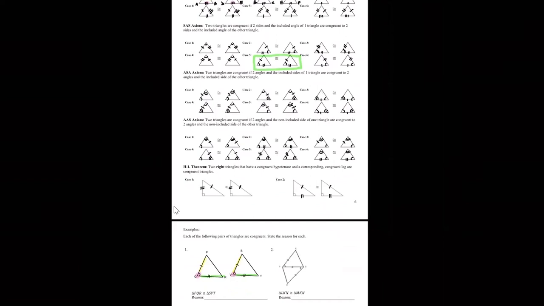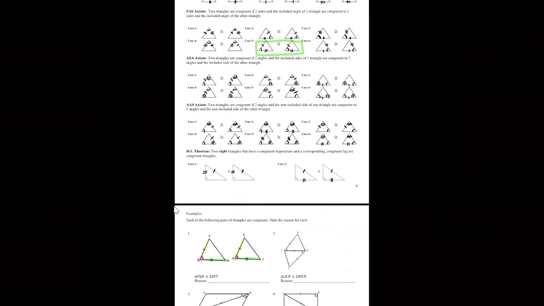Right, just the shape of the triangle is somewhat different, but it's got the same breakdown. So we have a match. That's an SAS axiom situation. So we can now say that those two triangles are congruent, but they're specifically congruent by the SAS axiom.